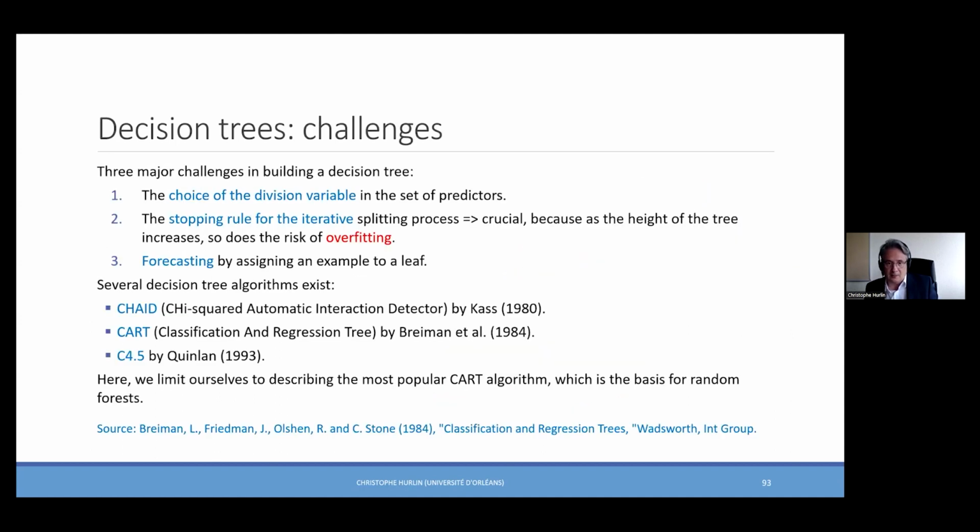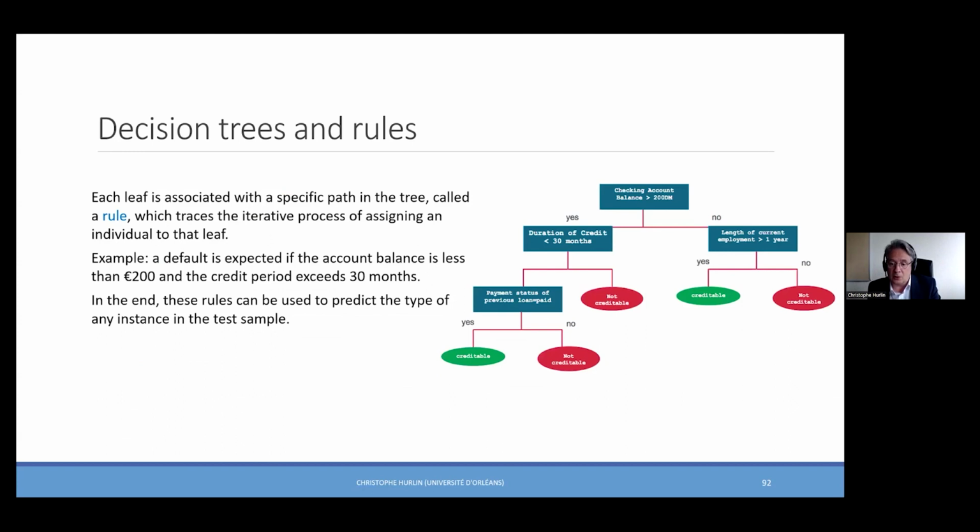So the question is how to build this decision tree. You understand that there are 3 main challenges. The first is, at each step, the choice of the division variable. Why do I start with the checking account amount, or the age? Why do I consider this variable in the first subdivision? And then why in the second case do I use the duration of the credit, etc.? Why choose this variable at this stage, for the decision, and so on?